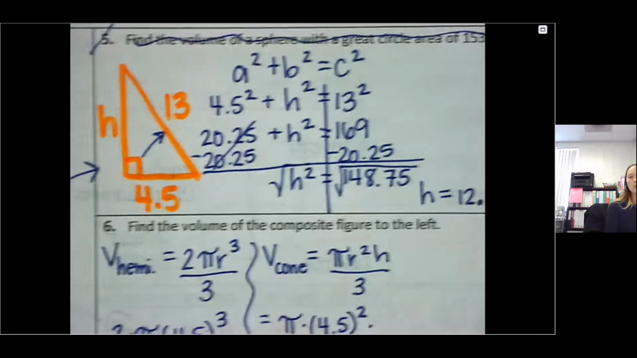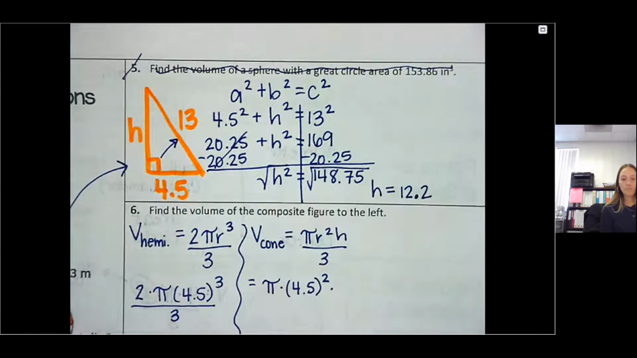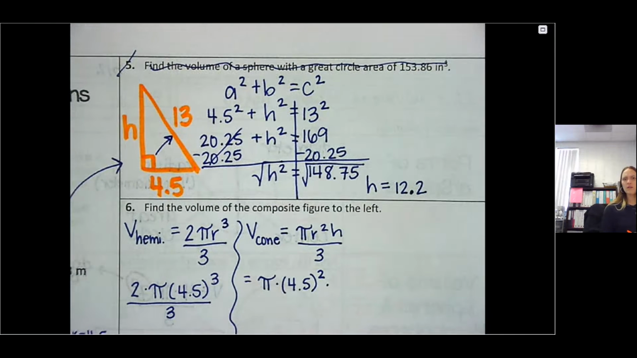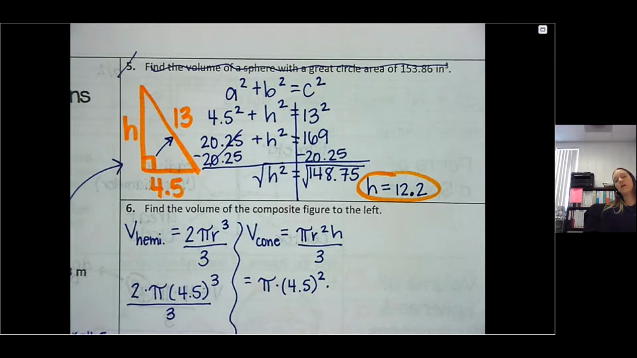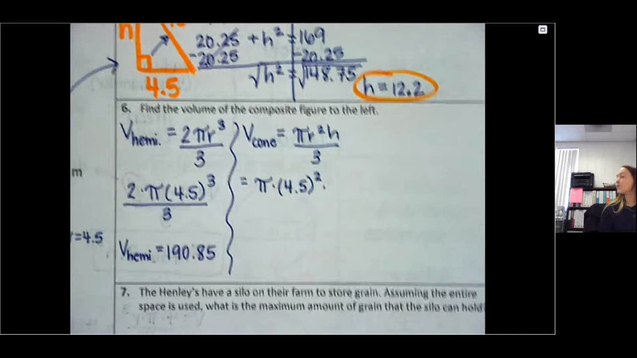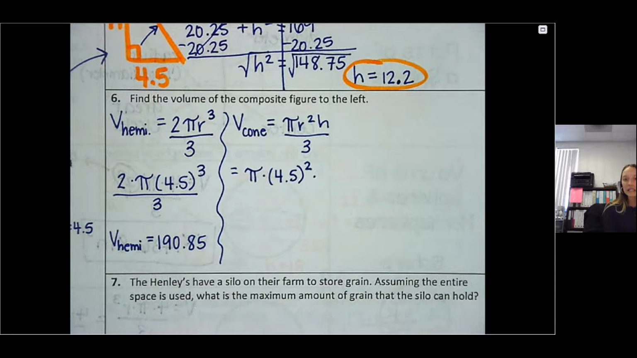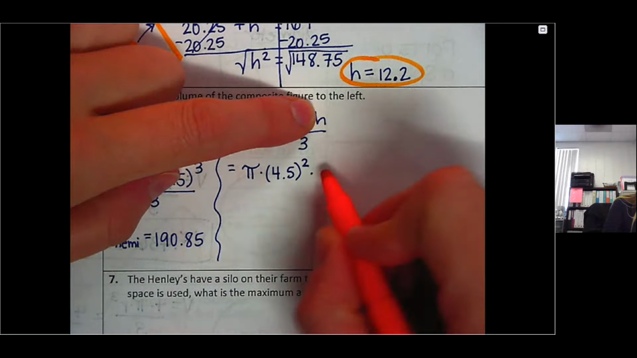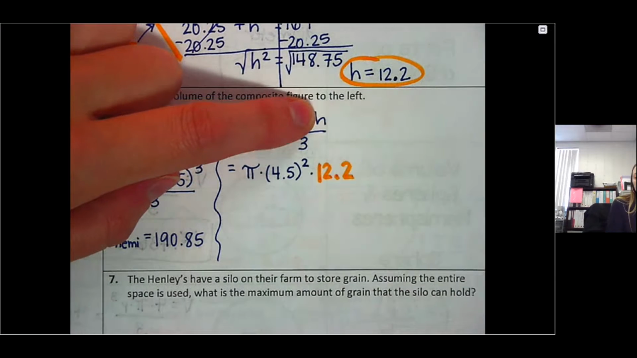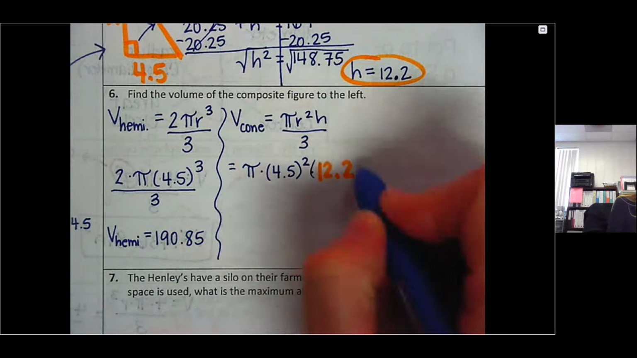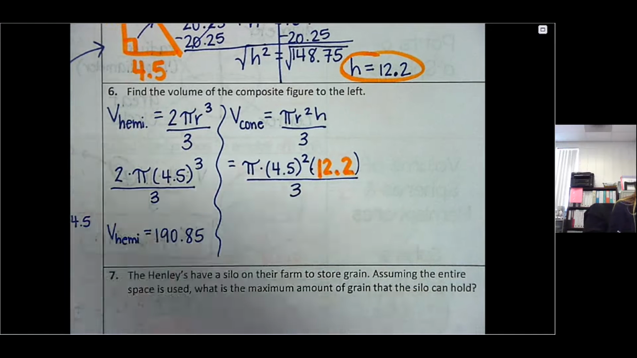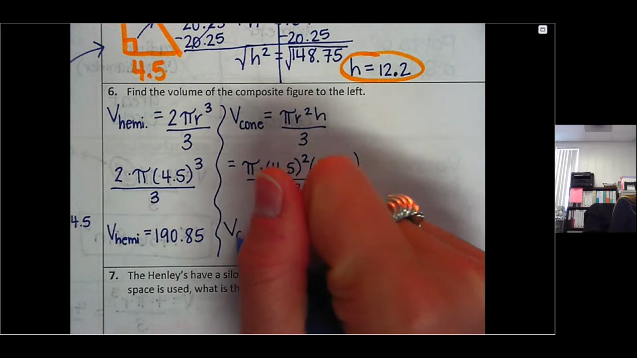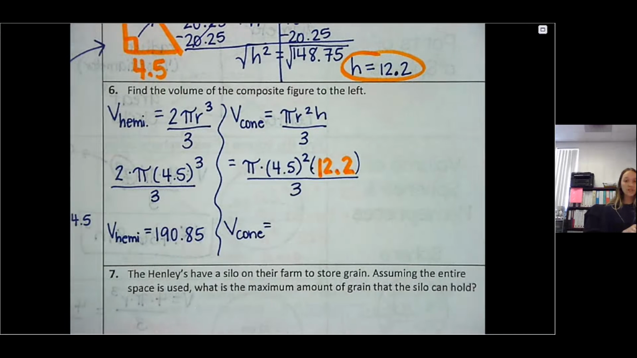Of course you can use the calculator. That's why they're there. All right, so now, look, we did all that work. We're not done. Now I have to take that 12.2 and plug it in for the height over here, and then divide that whole thing by 3. Okay, so take a second, find the volume of the cone. Let's see if we get the same thing.